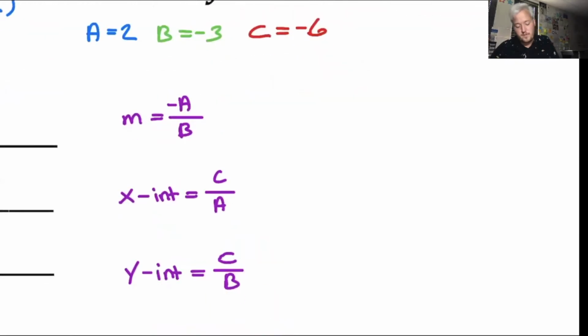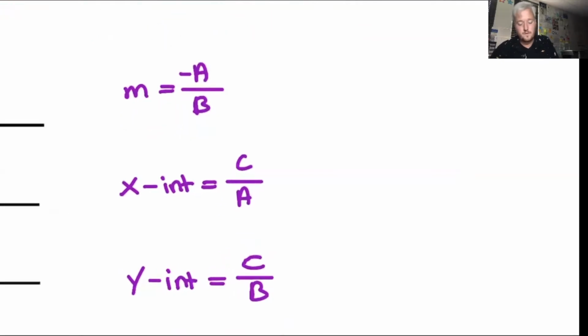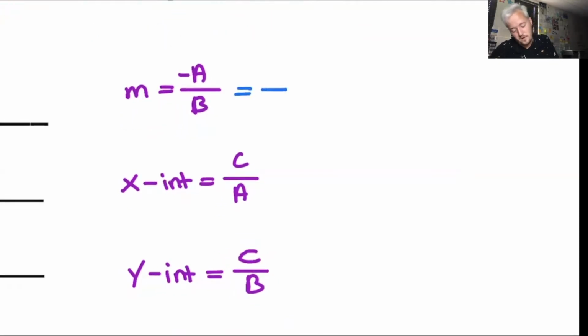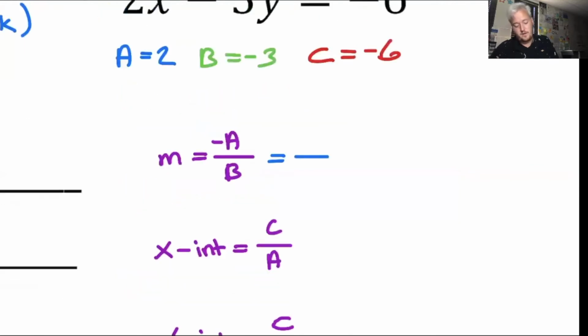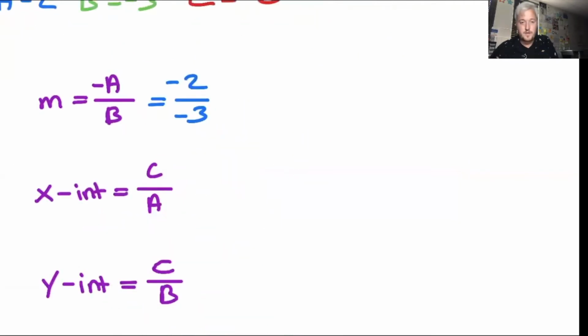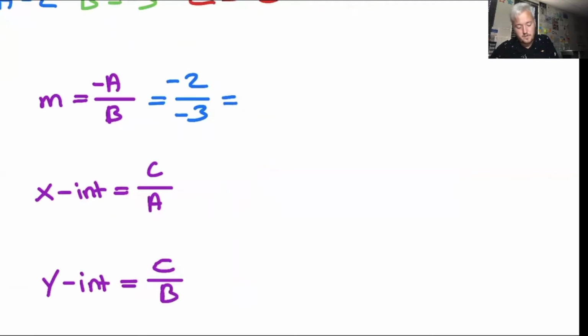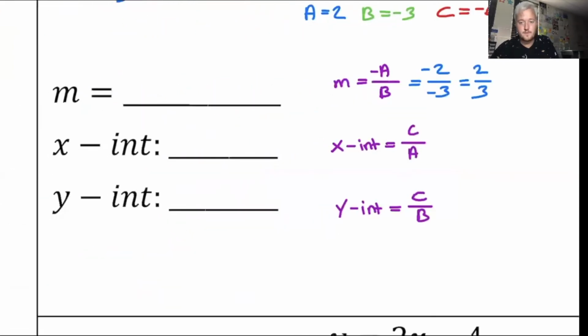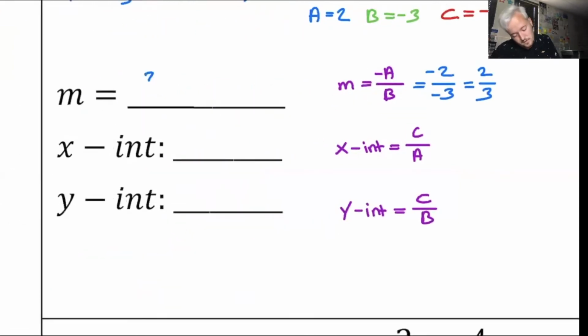All right, so now I want to actually find these specific values. For my slope, I want the opposite of A over B. So because it's a +2, I want to take a -2. Then my B value, I'm going to leave it just as it is, so -3. So we have -2 over -3. Well, 2 negatives make a positive when we're dividing. So this is going to be +2/3. So our slope over here is 2/3.